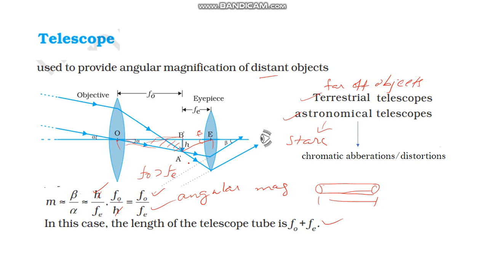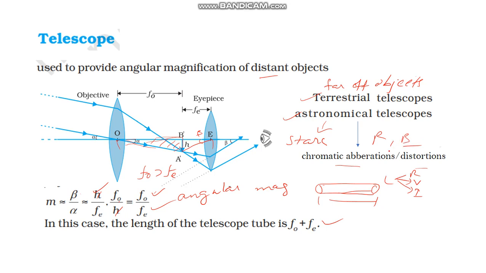This information will be given in the numerical, so you should understand these terms. Now when you talk about astronomical telescopes, you get two types of errors: chromatic aberrations and distortions. Chromatic aberration means, basically light consists of all these colors, red, violet, indigo, all these 7 colors combination is light. Now when you see a distant object, in chromatic aberration, all these lights should focus at one point.